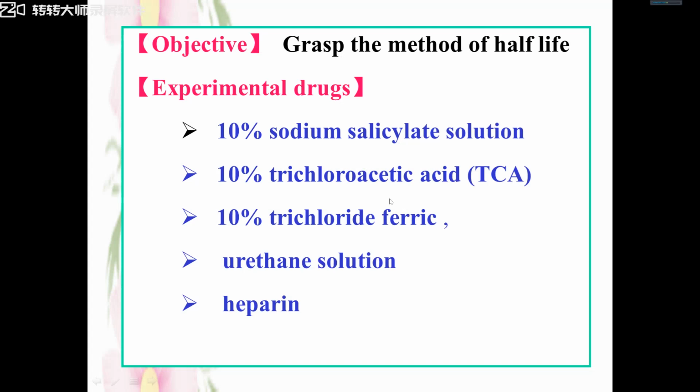If the drug is in high concentration, it gives a deep yellow color, and at low concentration, using this chromogenic agent, the serum turns light yellow. So we can use the different colors to know the concentration of the drugs in the serum. Next one, 20% urethane solution. It is a general anesthetic. In this class we will give our rabbit urethane to anesthetize it. Okay, the last one is heparin.